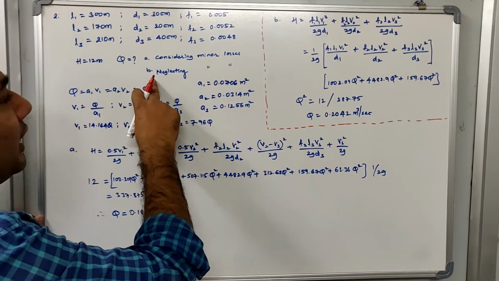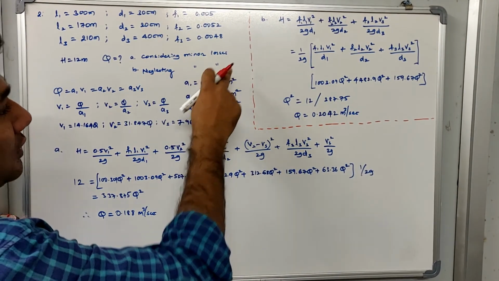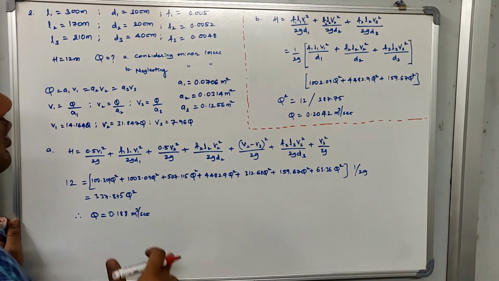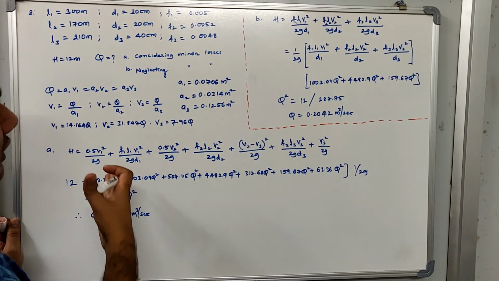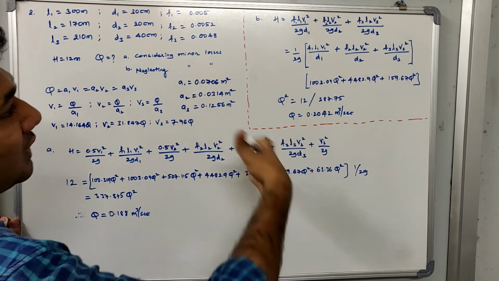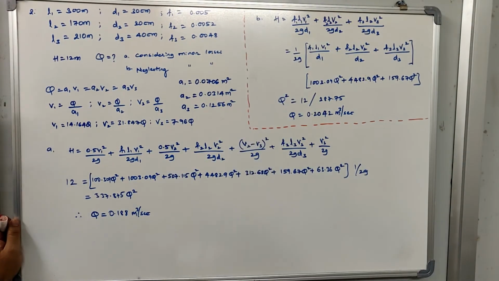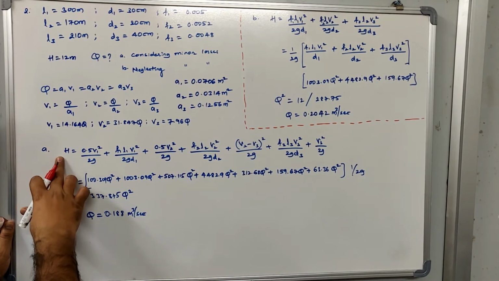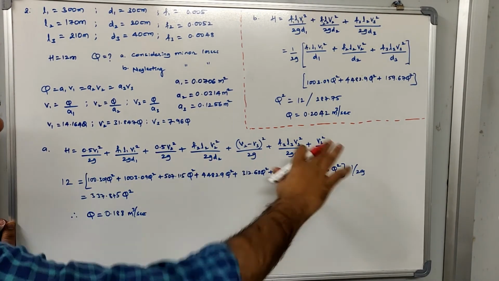Okay, now let us go to the second condition. What is the second condition we have? Neglecting the minor losses. Either we can solve the first case or the second case. I want to solve from the first case itself, so once we solve the first case, we can go to the second case also. The first case is like this: H is representing the difference of water level. It should be equal to the sum of all the losses.